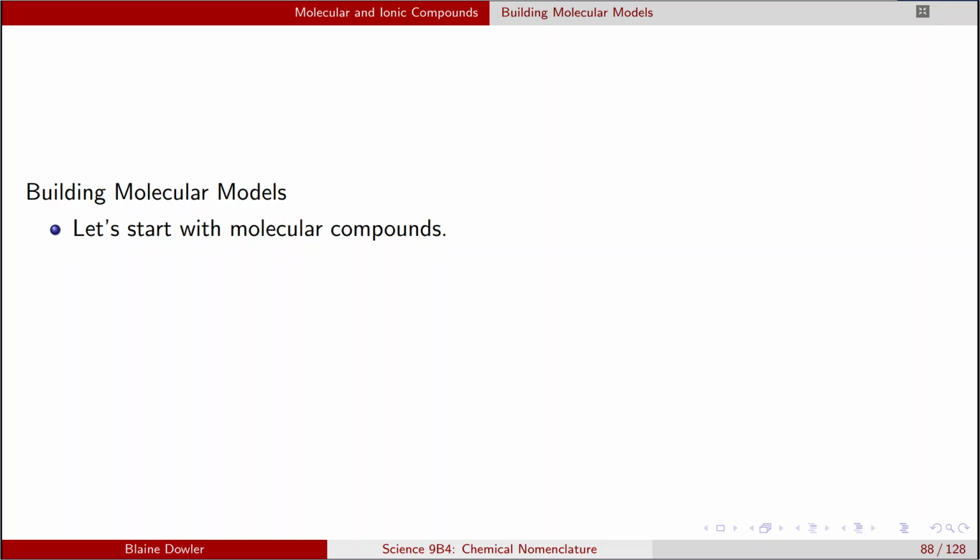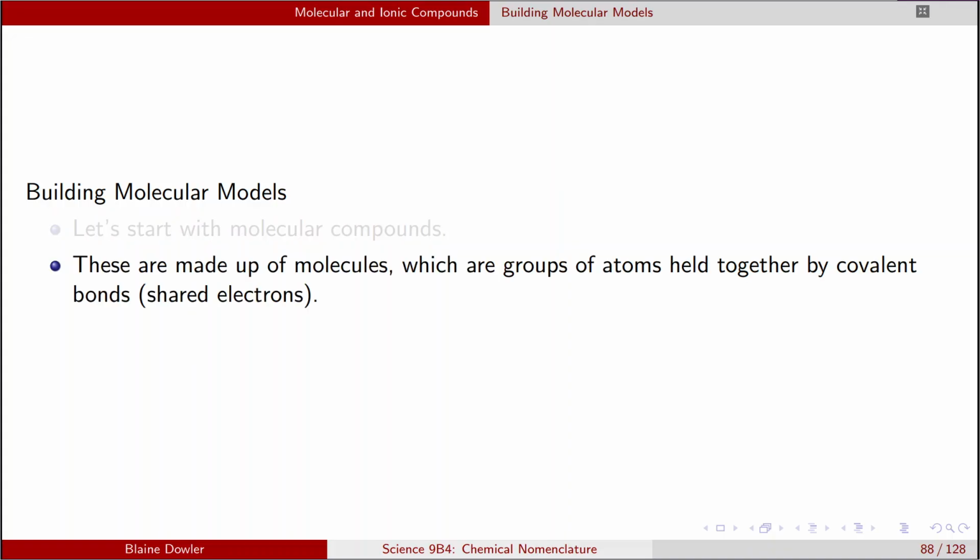So let's look at building molecular models. We'll start with molecular compounds. These are made up of molecules, which are groups of atoms held together by covalent bonds, or shared electrons.